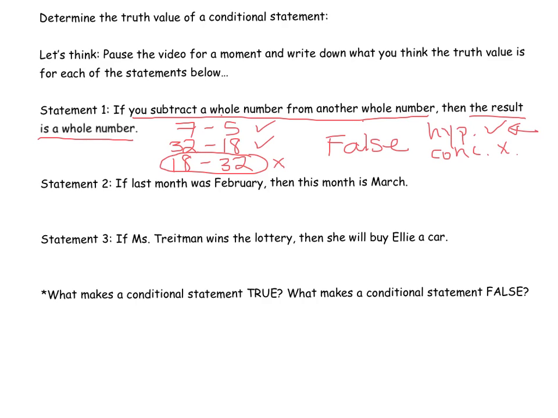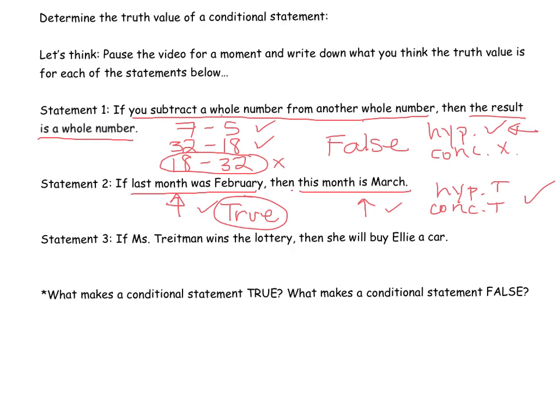If last month was February, then this month is March. Well, if last month was February, if I meet this requirement, does the next month have to be March? Well, yep, that's the way our calendar works. So if we meet this requirement, this will always follow. So if this is true, then this has to be true, which means given a true hypothesis, our conclusion is true. That makes this a true conditional statement.